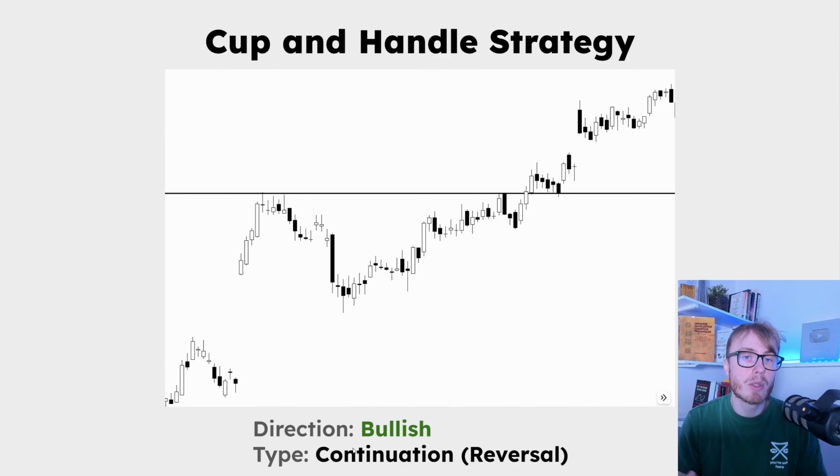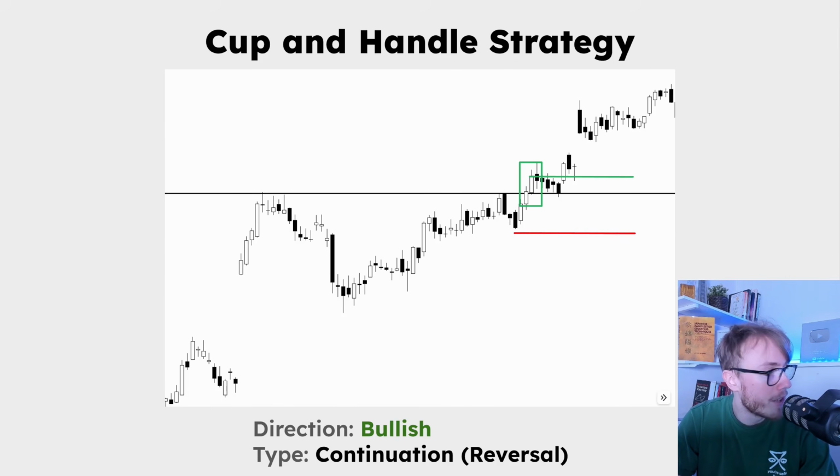So there are multiple ways to enter the cup and handle. The first entry point is to enter the break of the horizontal line. So to enter at this breakout candle right here. In this case, your entry would be at the candle close of the breakout candle. As for your stop loss, you usually want to place it below the low of the handle. So this right here is the low of the handle, and using a risk to reward ratio of 2, your target would maybe be up here. Another possible entry point is to enter at the retest of the resistance.